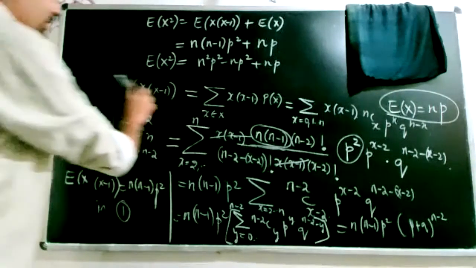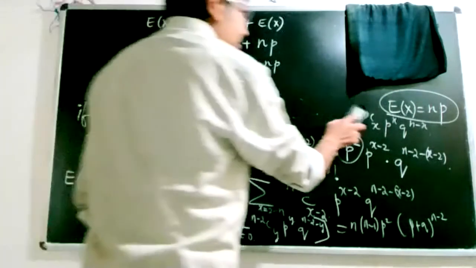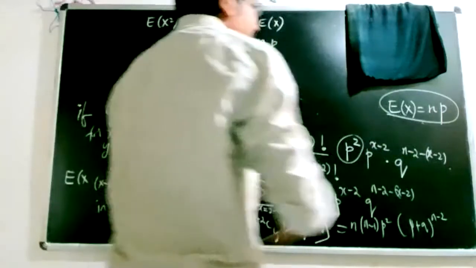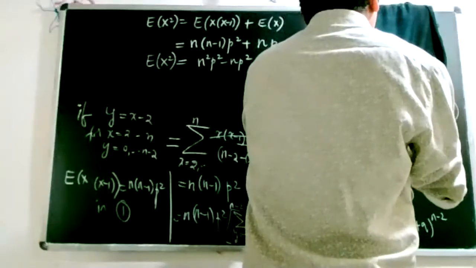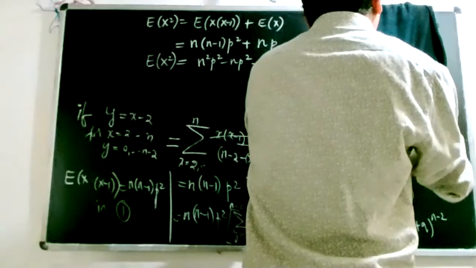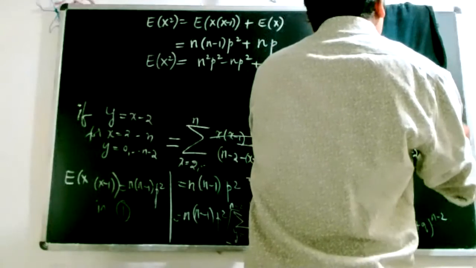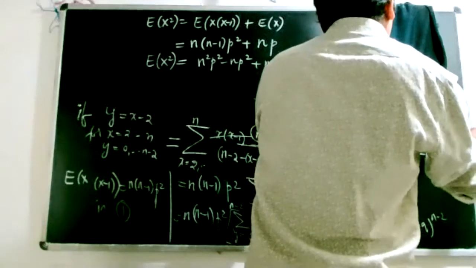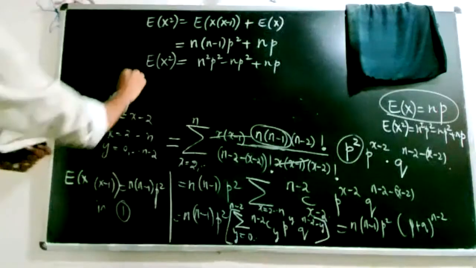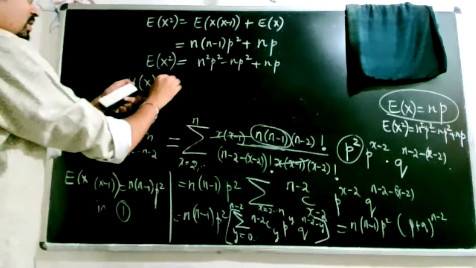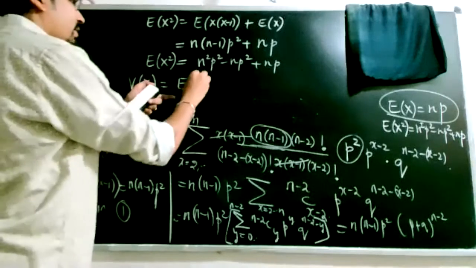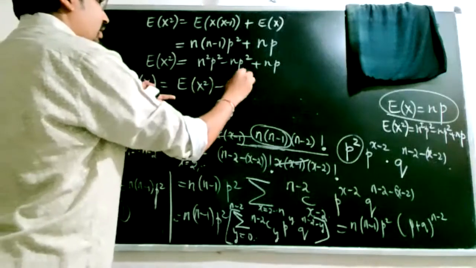Now once you have your E of x square, you can easily obtain the variance. So we have obtained E of x square. So variance of x is E of x square minus E of x whole square.